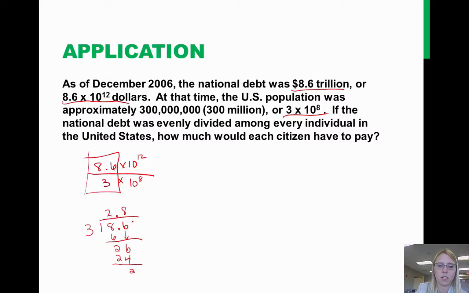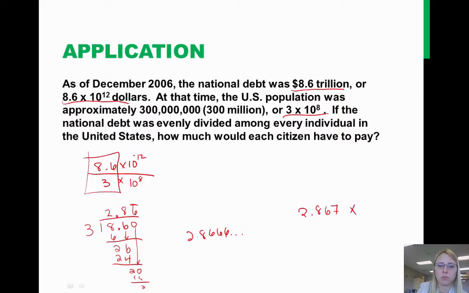And now I have 2 again, and I will bring down a 0. 3 goes into 20. 6 times. 6 times 3 is 18. And then I have a 2. And notice I'm going to have a repeating 6 here. Okay? So my answer on this one, first of all, is going to be 2.86, and I'm just going to leave it 7, because if you think about 2.86666 repeating, if I round it up, it's going to go to a 7. And that would be times.